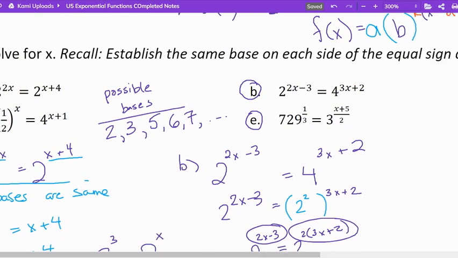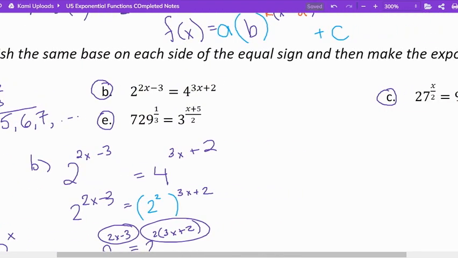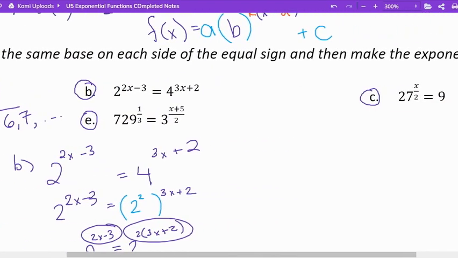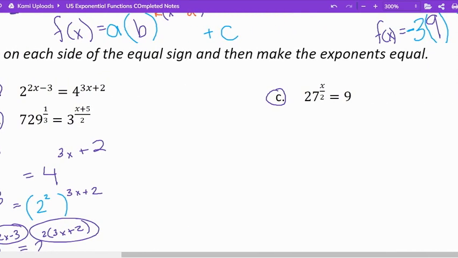Which one is hard? Let's take E. C or E? Actually, let's start with C, because in this one what might be a bit tricky is you might think, let's make 27 have a base of 9. Can I do that? No, because 9 to the power of 1 is 9, 9 to the power of 2 is 81. Can't do that. 9 is not the base we're looking for.